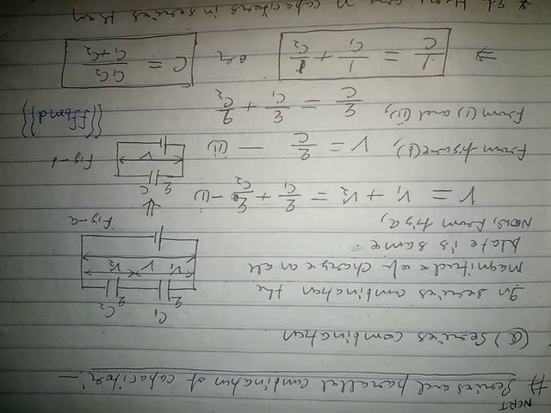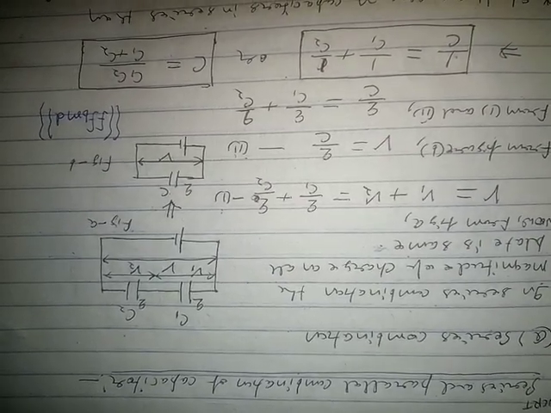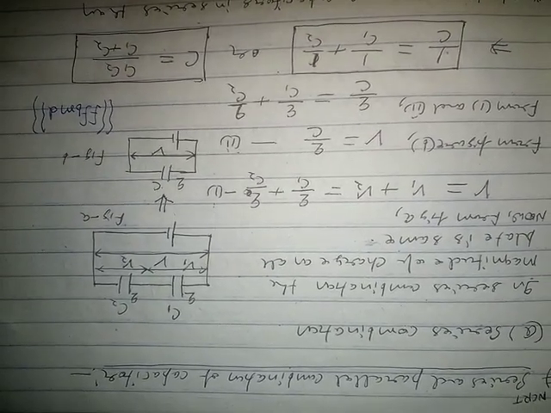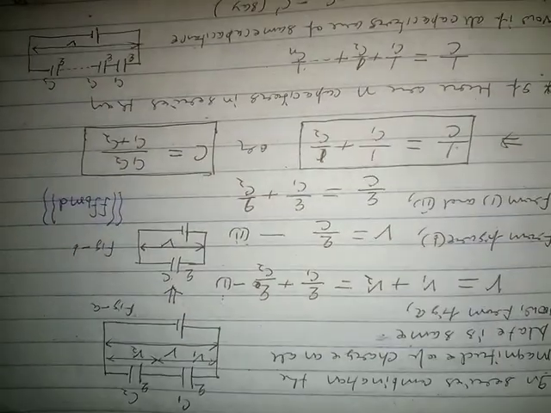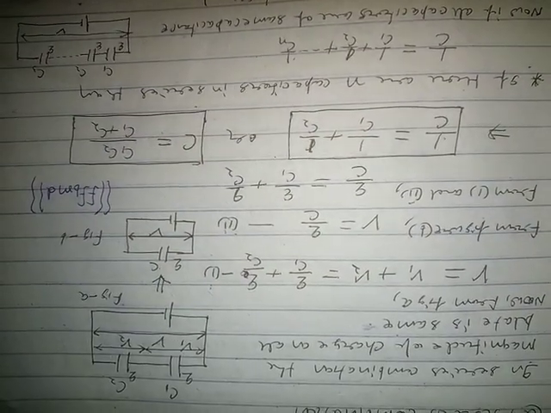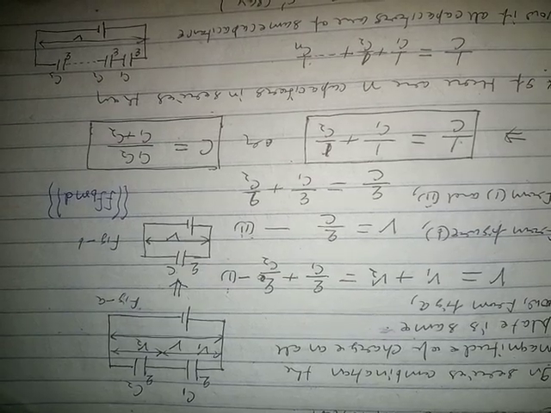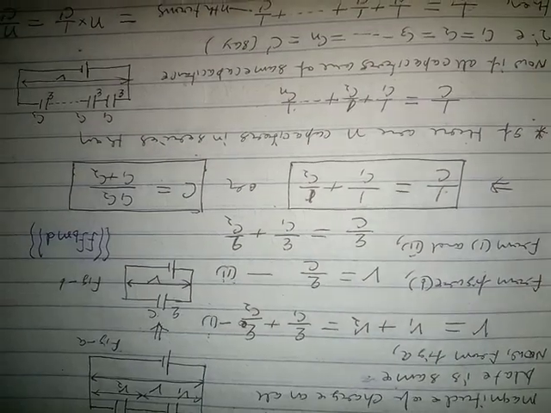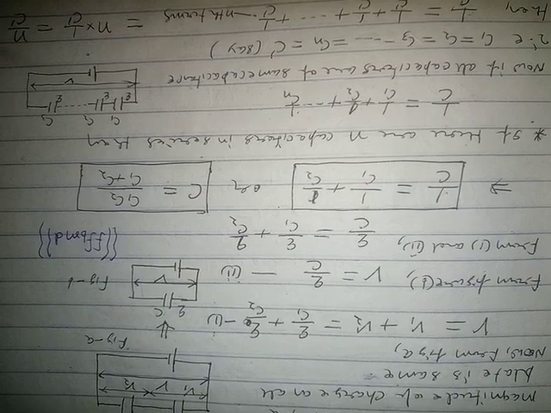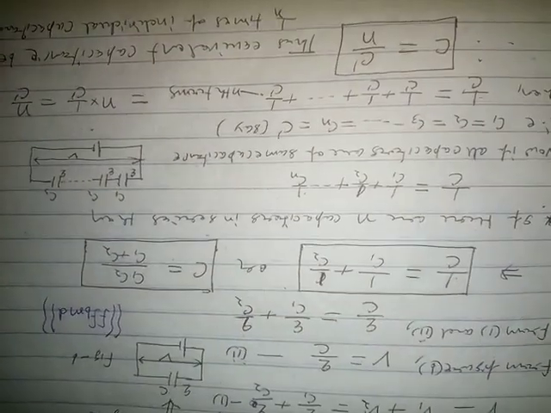Now from figure A, V equals V1 plus V2, equals Q by C1 plus Q by C2. Equation 1. From figure B, V equals Q by C. Equation 2. From 1 and 2, Q by C equals Q by C1 plus Q by C2.